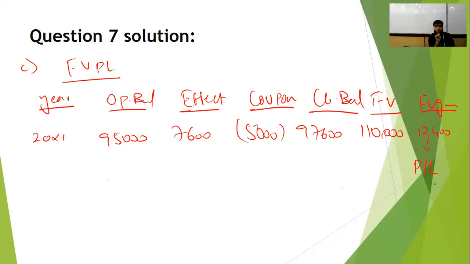Remember, this is not a disposal gain. It's a fair value gain of 12,400 and it will be recognized in P&L.